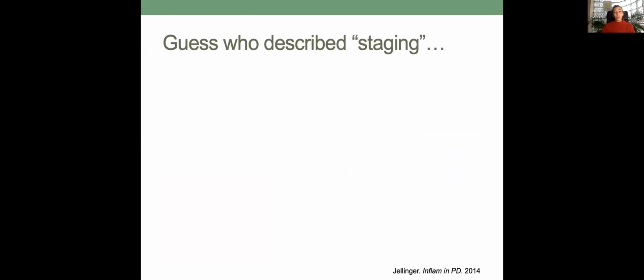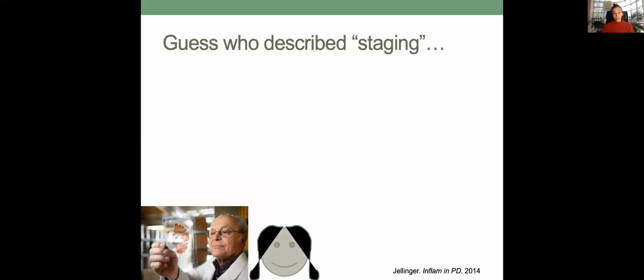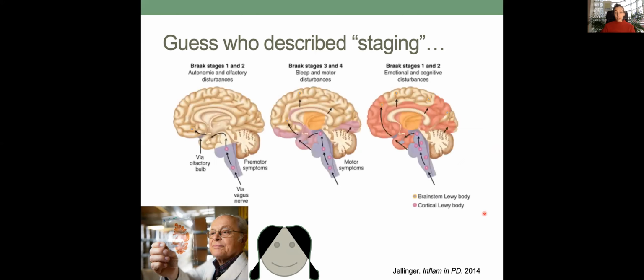Looking at where in the brain we see pathology, there is a similar progression over time, and I bet you can guess who described this staging. The location and progression of Lewy bodies looks pretty distinct from tau and amyloid beta, though. In early preclinical stages of Parkinson's, Lewy bodies are seen deep in the brainstem and in the olfactory bulb.